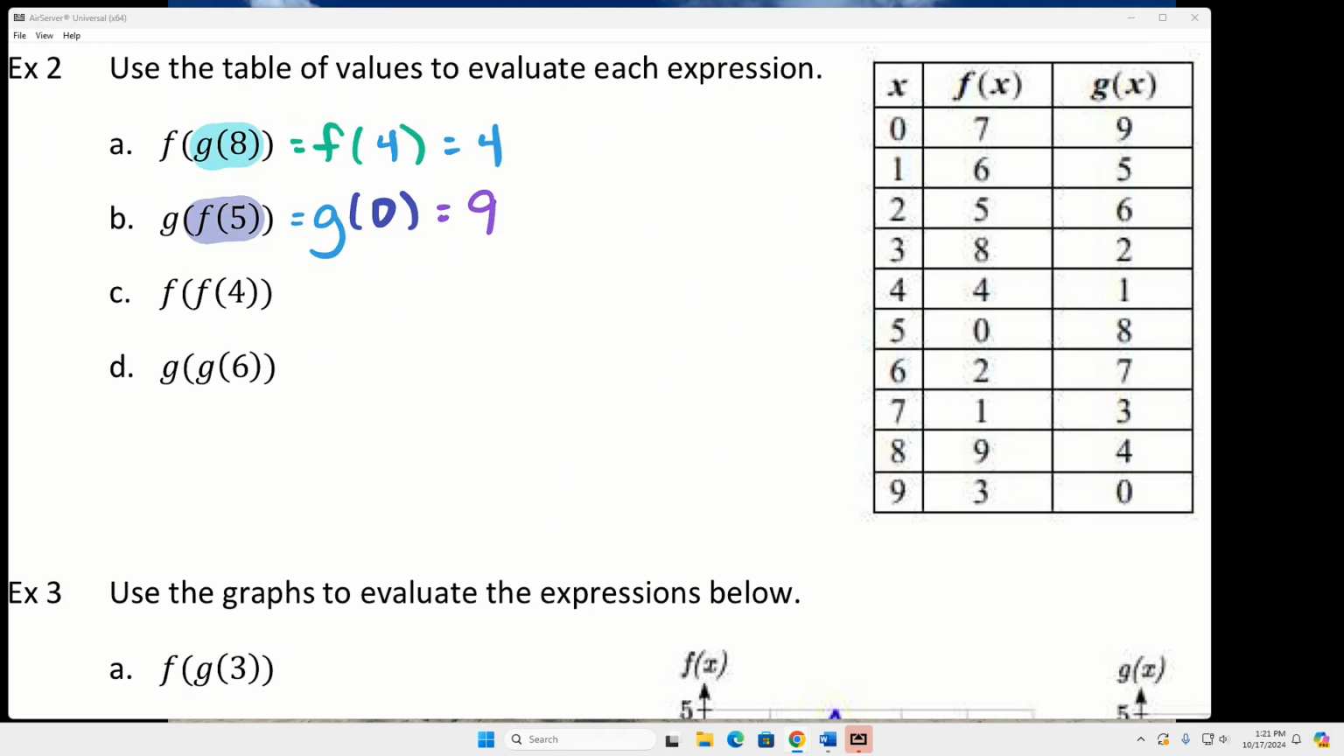Alright, and then C and D are a little confusing because you use the same function twice, so that sometimes makes people confused, but you're doing the same thing. You are starting on the inside. We're going to start with f of 4. The other f is going to hang out for a second. F of 4, this is not a good problem, I should have changed it. F of 4 is 4, and then f of 4 is 4 again. I guess it's a good problem, it's just kind of repetitive.